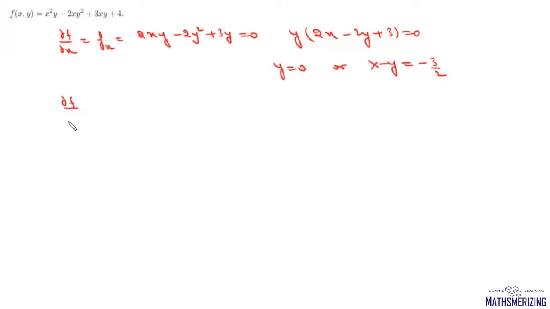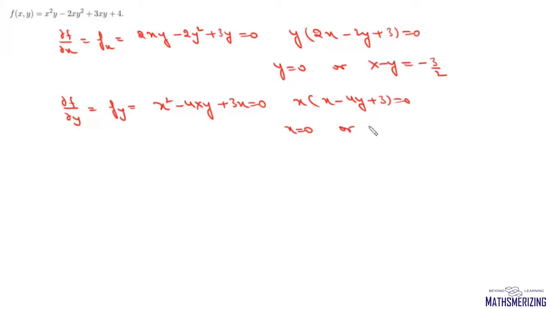Now we'll differentiate partially with respect to y. We'll find fy, and it'll be x² − 4xy + 3x = 0. We'll take x common, so it'll be x(x − 4y + 3) = 0. So we'll get the condition either x is 0 or x − 4y = −3. So now we have 4 conditions: either y is 0 or x − y is −3/2, and x is 0 or x − 4y is equal to −3.